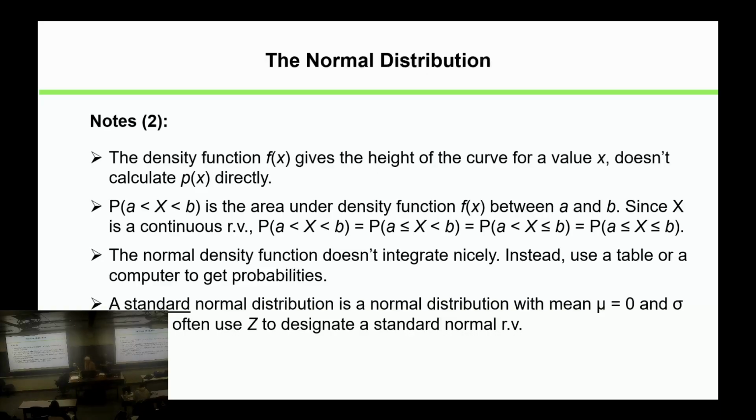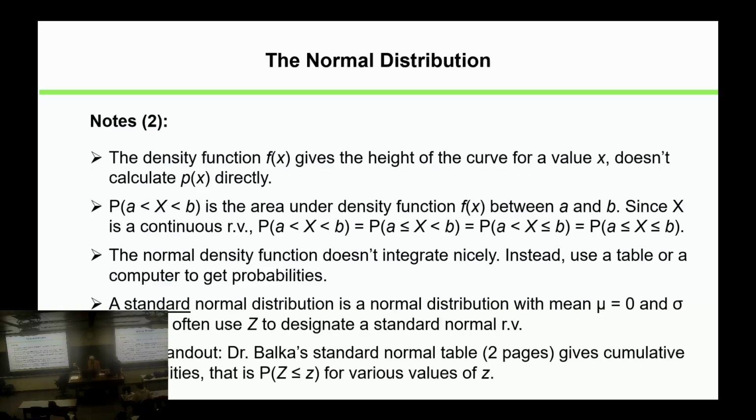So we often use this. In fact, very, very often we will use a Z to represent a standard normal random variable. What's been handed out to you is a set of tables, and these come from Dr. Jeremy Balka. He teaches Stat 2040. Some of you are taking it right now, some of you will take it in the future. He has produced these tables, and we will learn how to work with these tables.